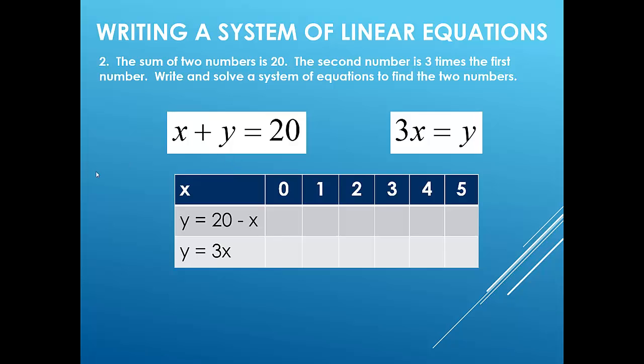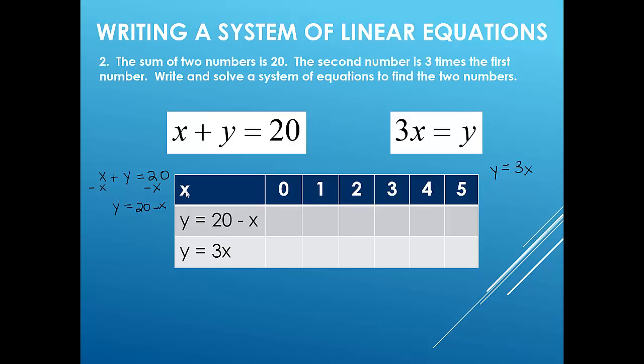So looking at the first equation, we have x plus y equals 20. We want to solve this for y, so we would subtract x on each side, and we'll get that y equals 20 minus x. That's the first equation in our table, y equals 20 minus x. Now for our second equation, we have 3x equals y, and that's the same thing as saying y equals 3x. And that is also in our table, y equals 3x. Now we're ready to fill out our table.